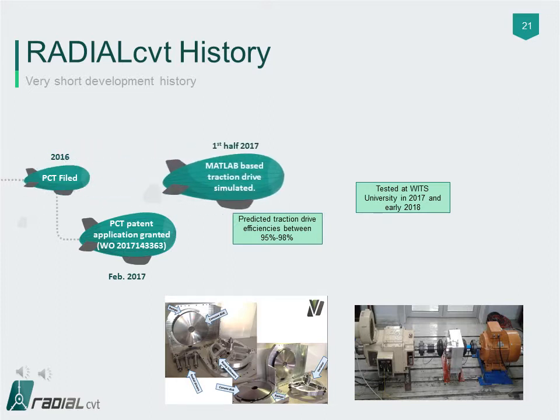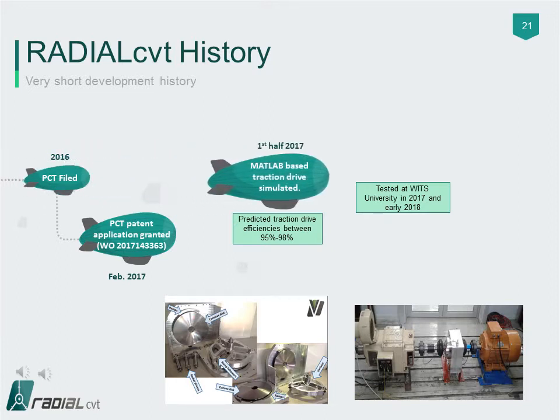A MATLAB-based traction drive simulation based on a widely used traction drive model was performed during 2017 and predicted traction drive efficiencies between 95 and 98% by using Sanotrack 50 and 35A traction fluid. The first prototype was designed and manufactured during the second half of 2017. The first prototype was tested in October 2017 and again in 30 January 2018 at the University of the Witwatersrand in South Africa.